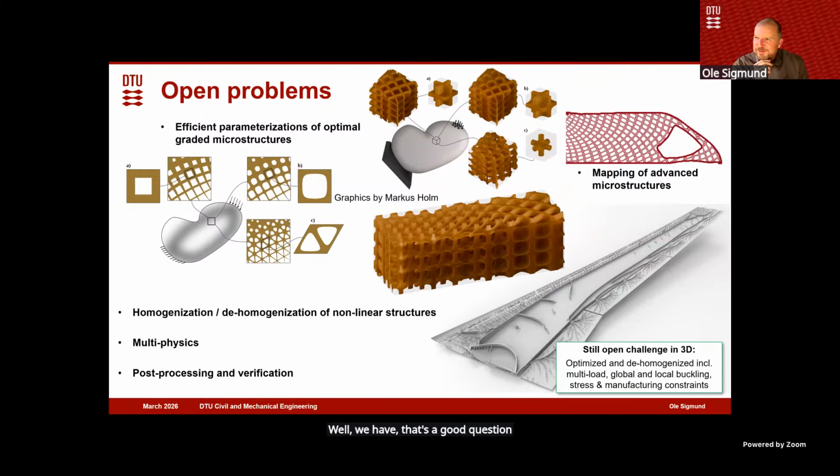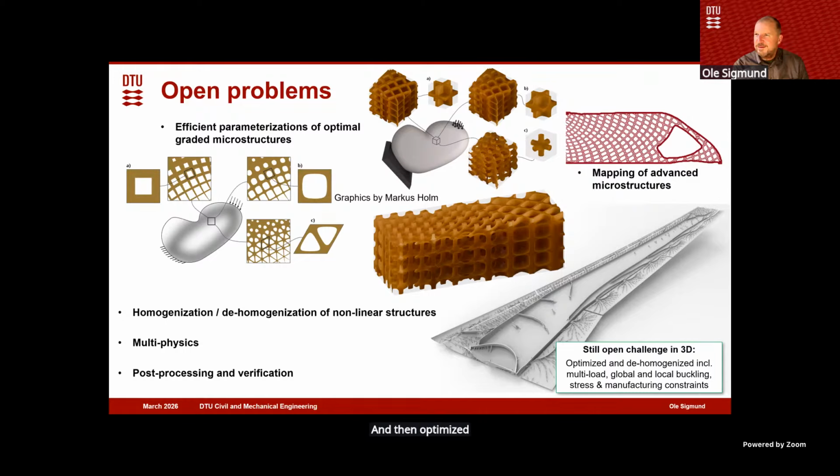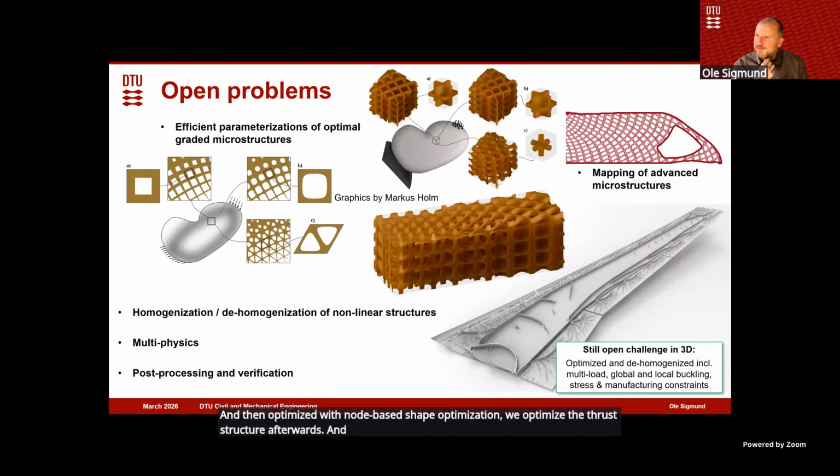Well, that's a good question. Yeah, so we have done it in different ways. We had one project and a paper also where we actually did the de-homogenization and then extracted a truss structure from that, and then optimized with node-based shape optimization.